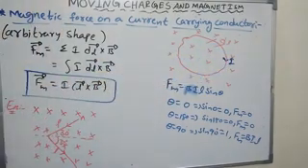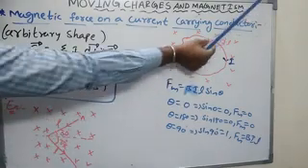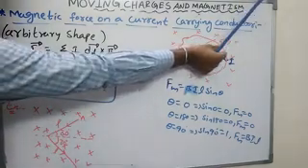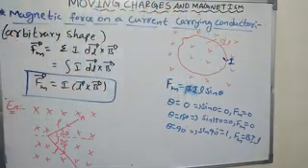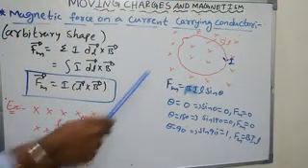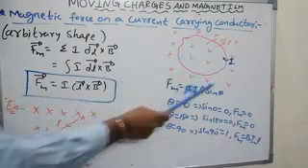Like this, we divide it into infinitesimally small elements, because we only know the formula for the force on a current carrying conductor when it is straight. It is B I L sin theta. That is why we divided it into infinitesimally small elements. Each is like a small straight conductor. Then after calculating the force acting on each element, you can add all those forces.